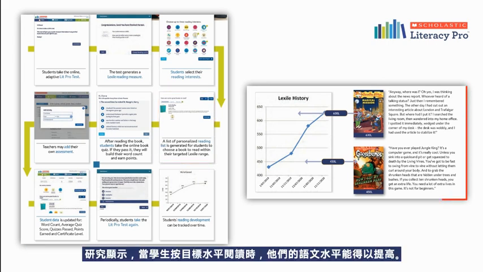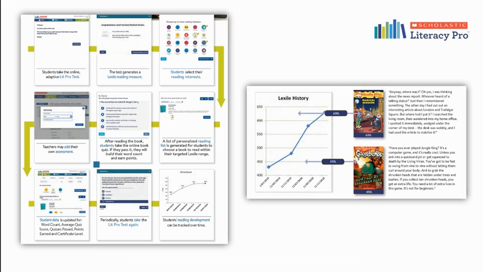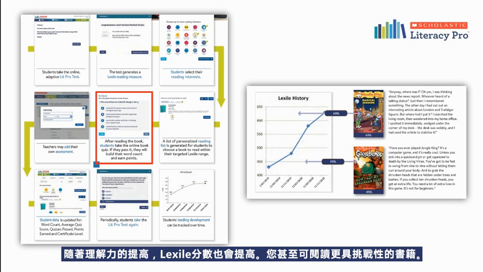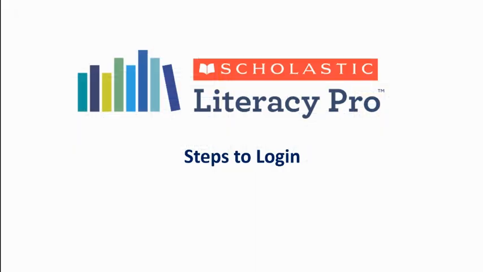Research shows that when students read at their targeted level, their literacy skills improve. After reading a book, take the book quiz to check your comprehension. As your comprehension increases, your Lexile score improves, and you can read even more challenging books.